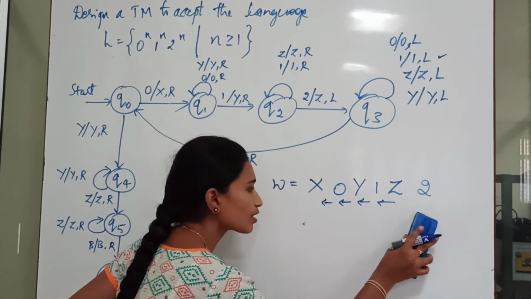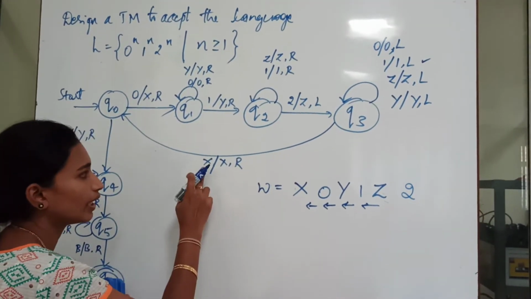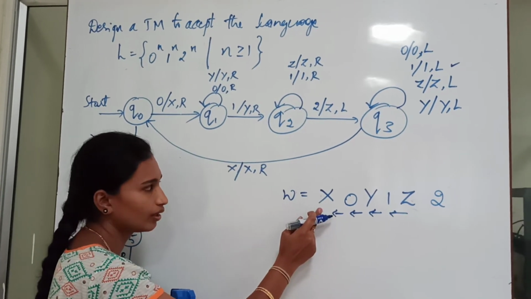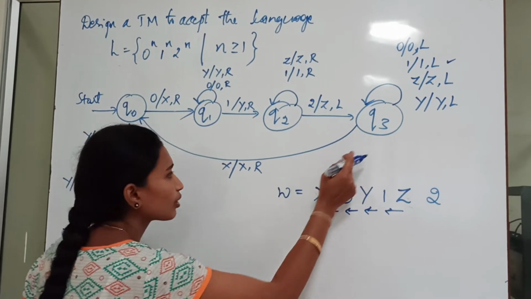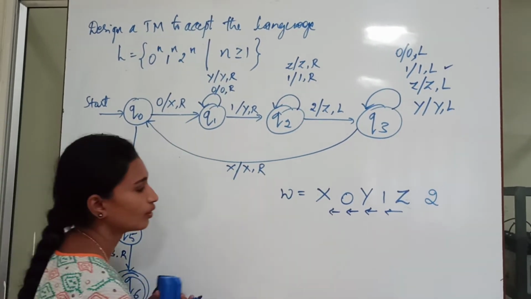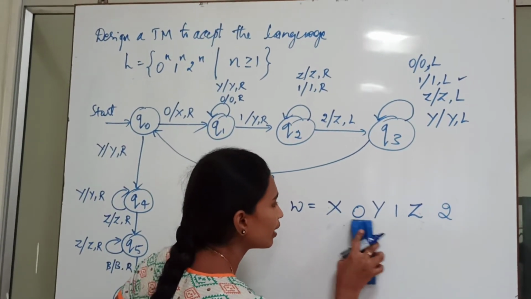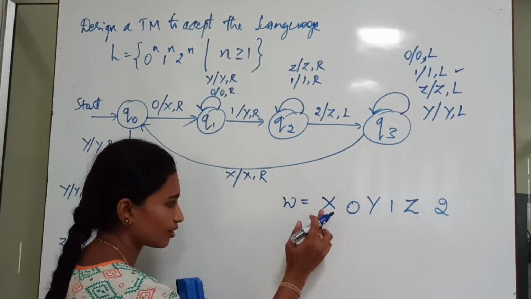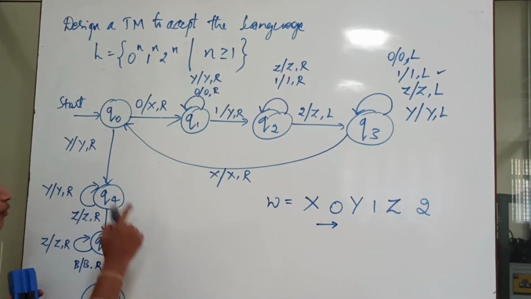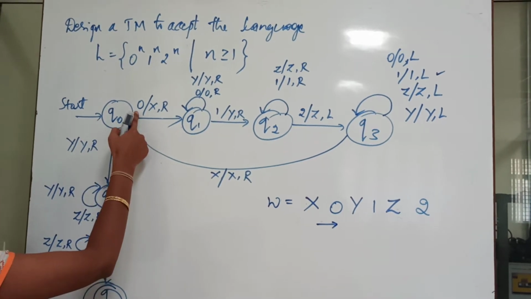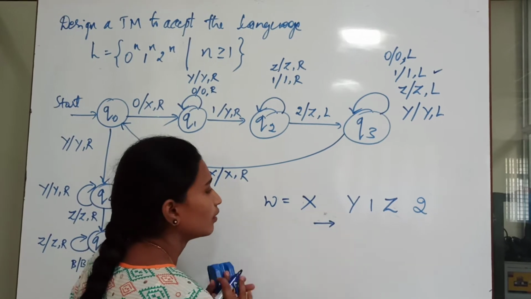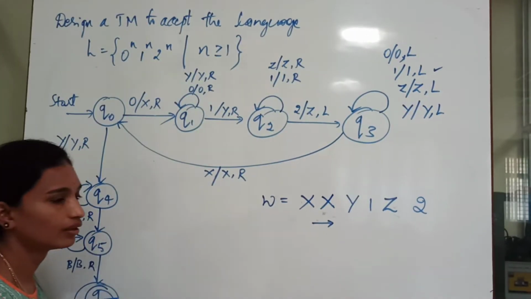Then the next input symbol to be scanned is X. If it is X, replace that X by X only, but there is a change of state from Q3 to Q0, and it is a right move now. So as we encounter X, this X has to be replaced by X only, then take a right move. Now we are in Q0, the next input symbol is 0, this 0 has to be replaced by X.